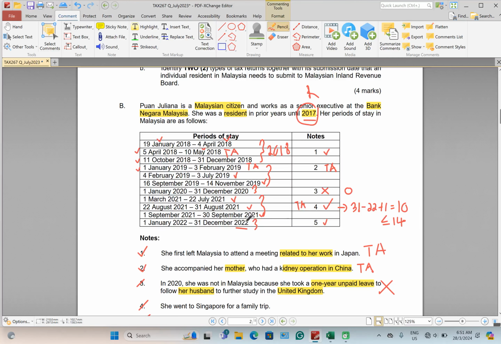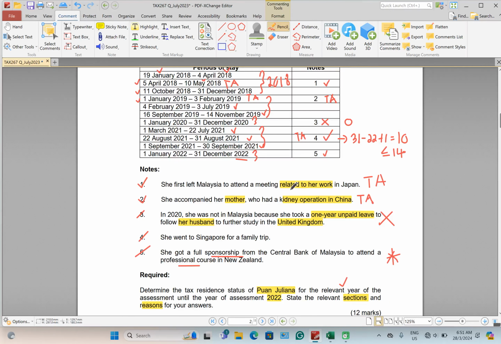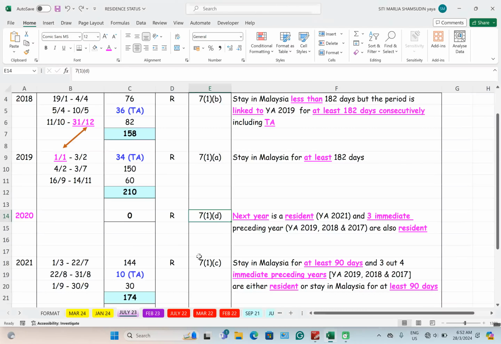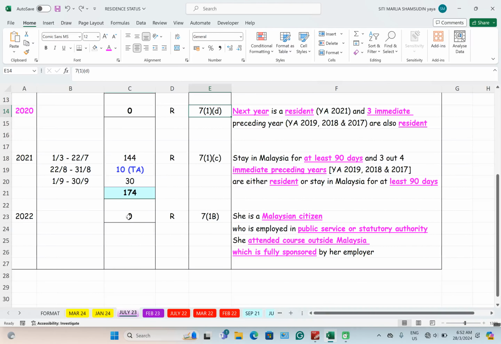Okay, last but not least is YA 2022. Guys, YA 2022, remember everyone, notes number 5. She was not in Malaysia because she attended professional course in New Zealand and fully sponsored by her employer, Central Bank of Malaysia. Isn't it? Guys, very obvious. Number of days is 0. Don't bother to try A, B, C, and D. Because, guys, in this question, you cannot try all these 4 sections.